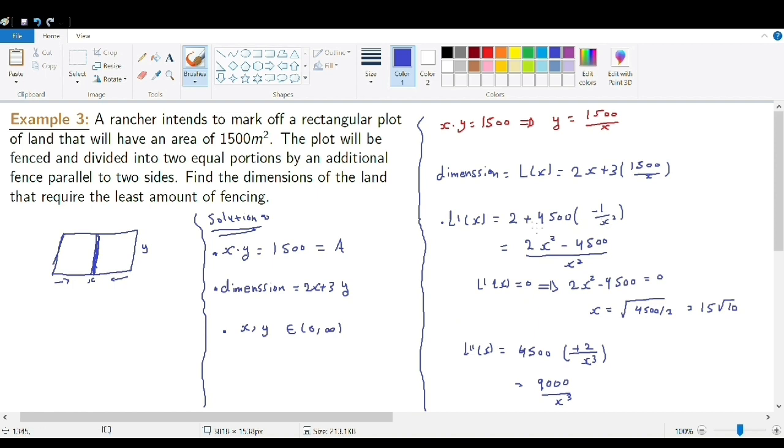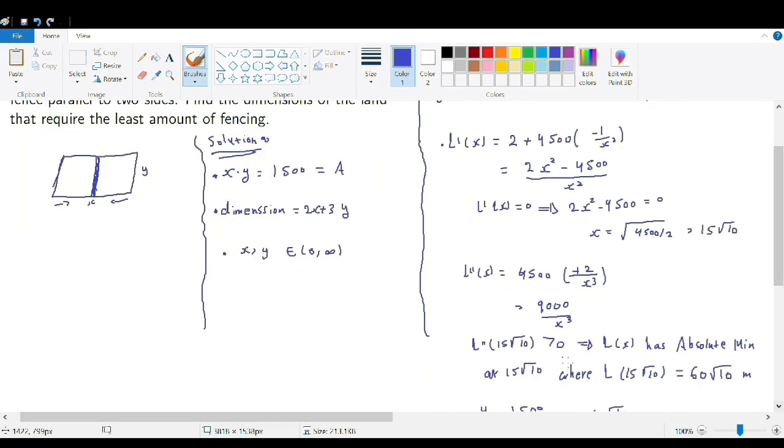So finding the second derivative, that means we need to differentiate this one again. Derivative of 2 is 0. Derivative of 4500 over x squared: 4500 stays the same, and derivative of minus 1 over x squared will be 2 over x cubed. This will give us 9000 over x cubed. Now we substitute the critical number, 15 root 10, in the second derivative. It will be positive, greater than 0.